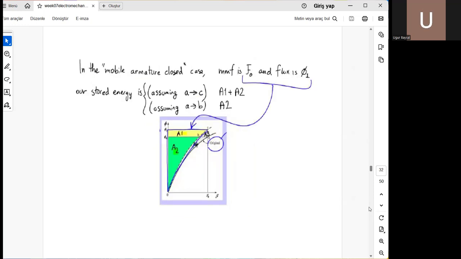In the mobile armature closed case, MMF is F0 and flux is phi1, which is the second condition of the magnetic circuit. Stored energy is A1 plus A2, the total. So this is the second condition.